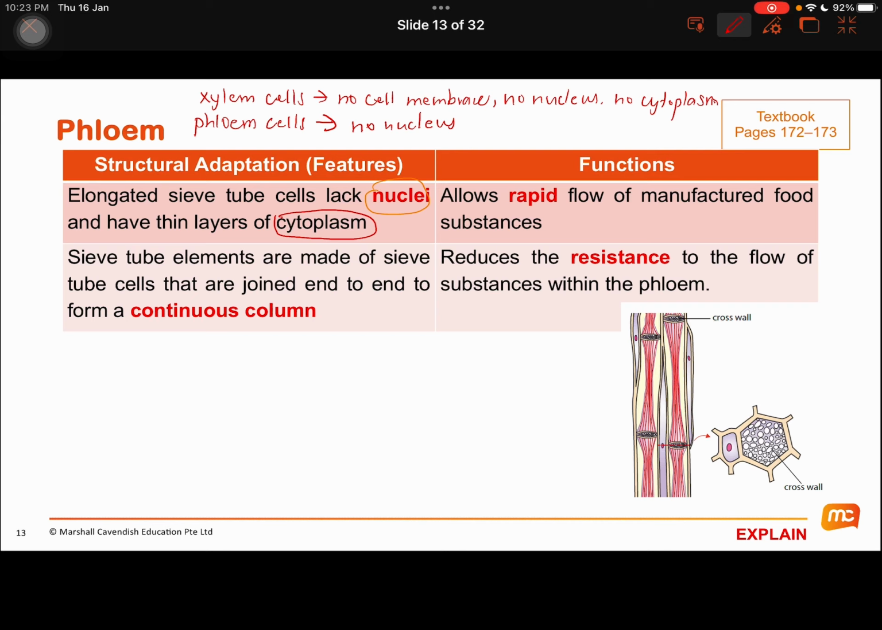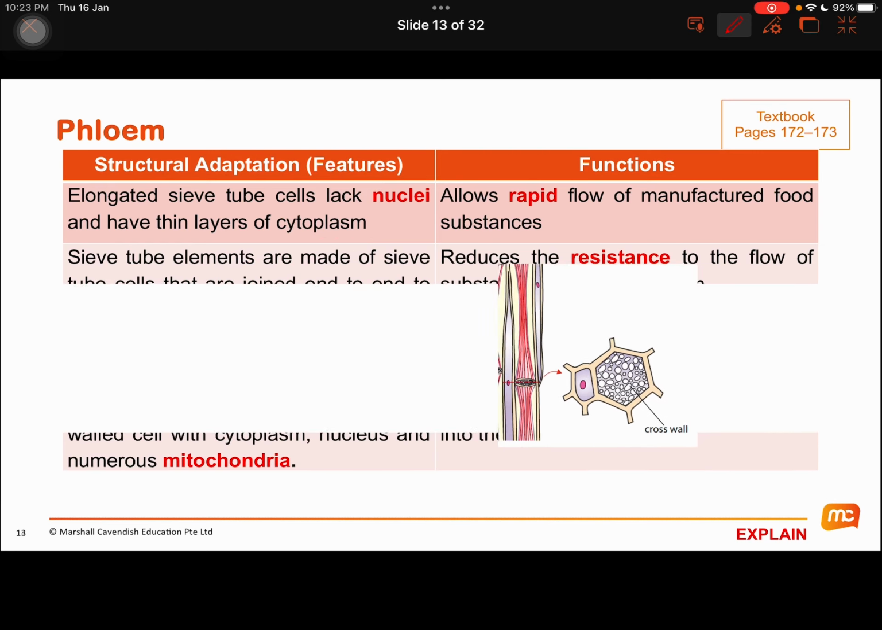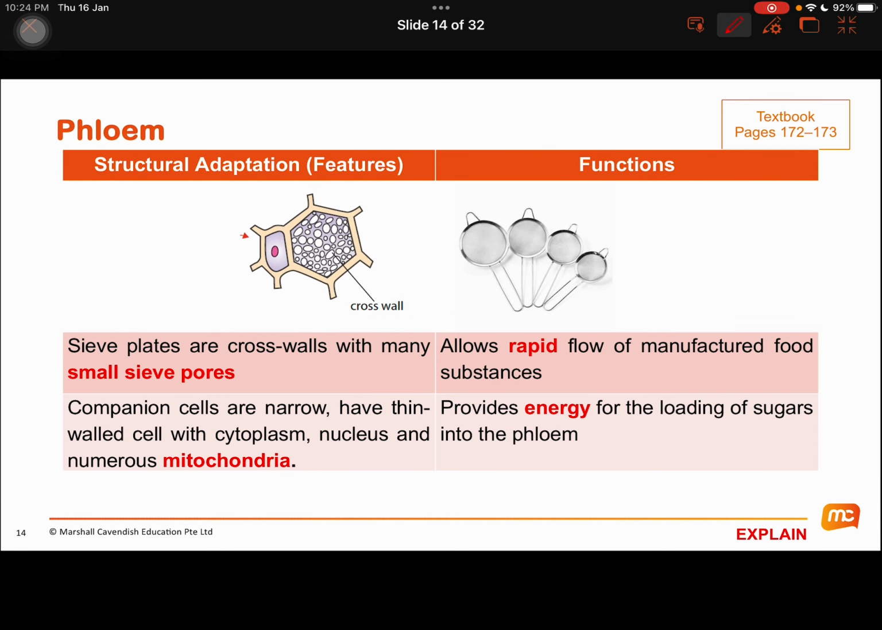Why is that so? Same idea, it is to make space so that food can travel quickly through it without any disruption. And like what I've mentioned just now, each of these is a sieve tube element, STE for short, joined together to form a continuous column, continuous phloem, that will prevent any resistance to the flow of food within it. Imagine just combining many different straws together to form the phloem tube. So I've covered two structural adaptations.